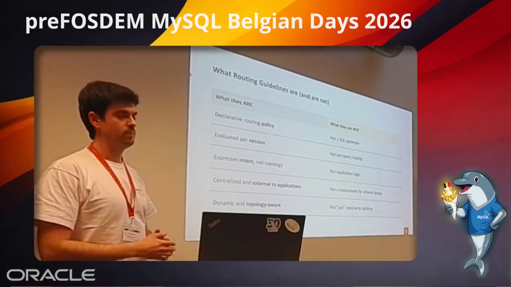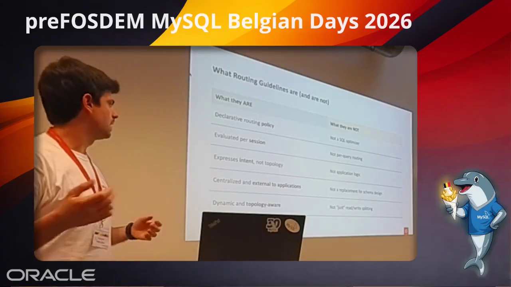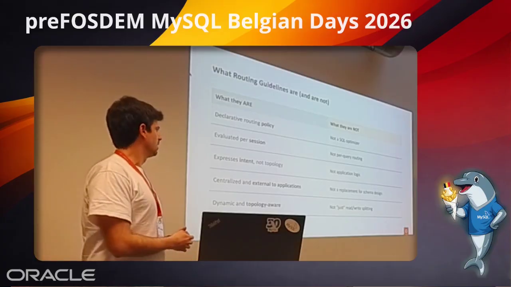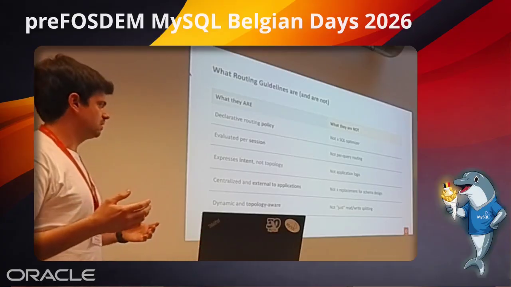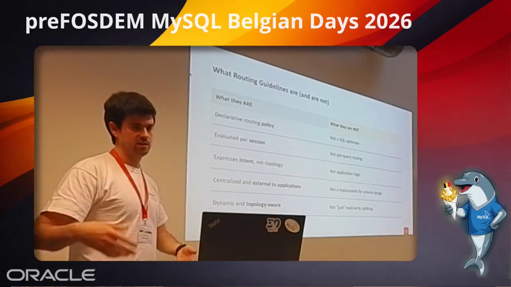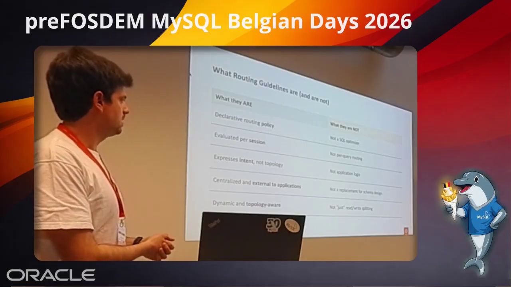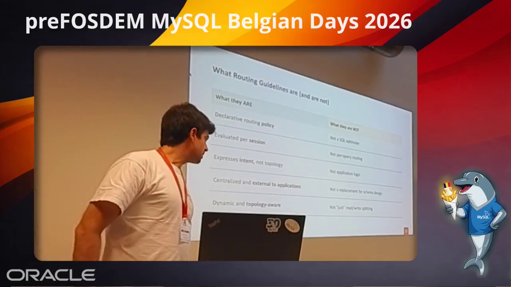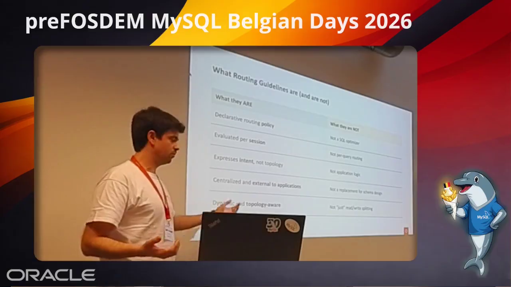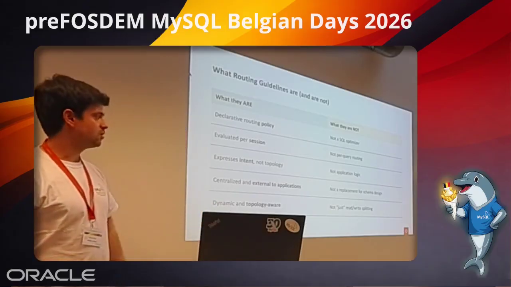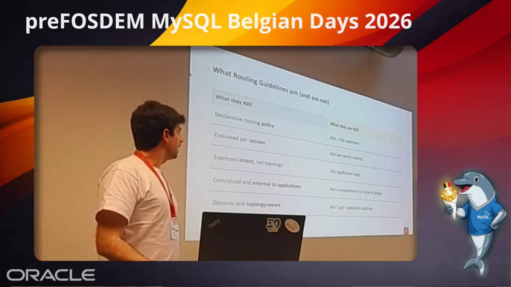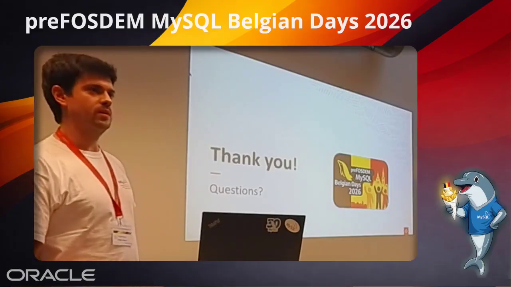They express intent, not the topology, so they are not application logic. They are centralized and external to applications. They live in the metadata schema that is managed by MySQL Shell, and the router consumes it. Like I said, you can use the admin API commands to build and manage routing guidelines, or you can write JSON and import it into the metadata schema. They are not a replacement for schema design. They are dynamic and topology aware. MySQL Router by itself is topology aware. And they are way more than just the classic read-write split. And that's it.